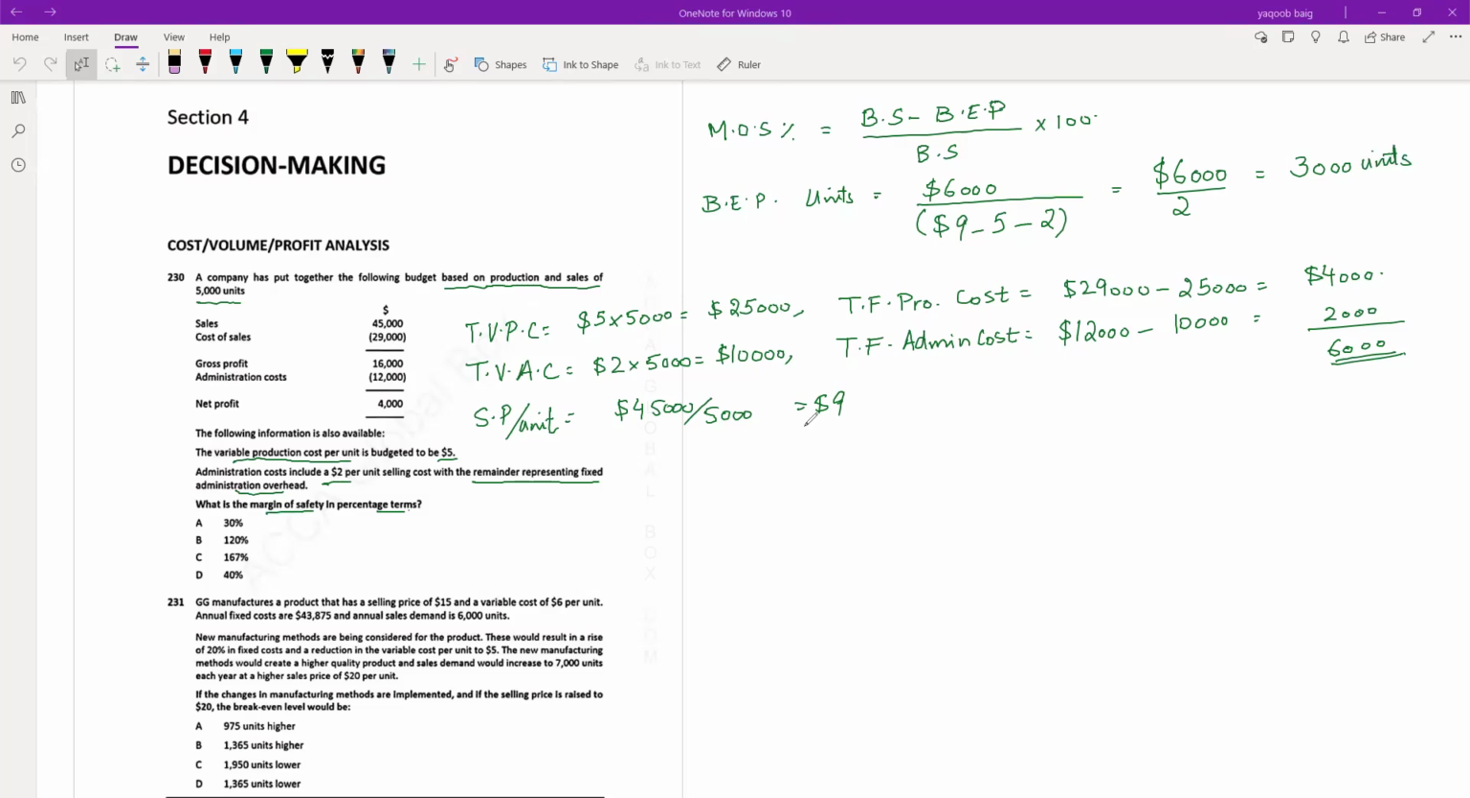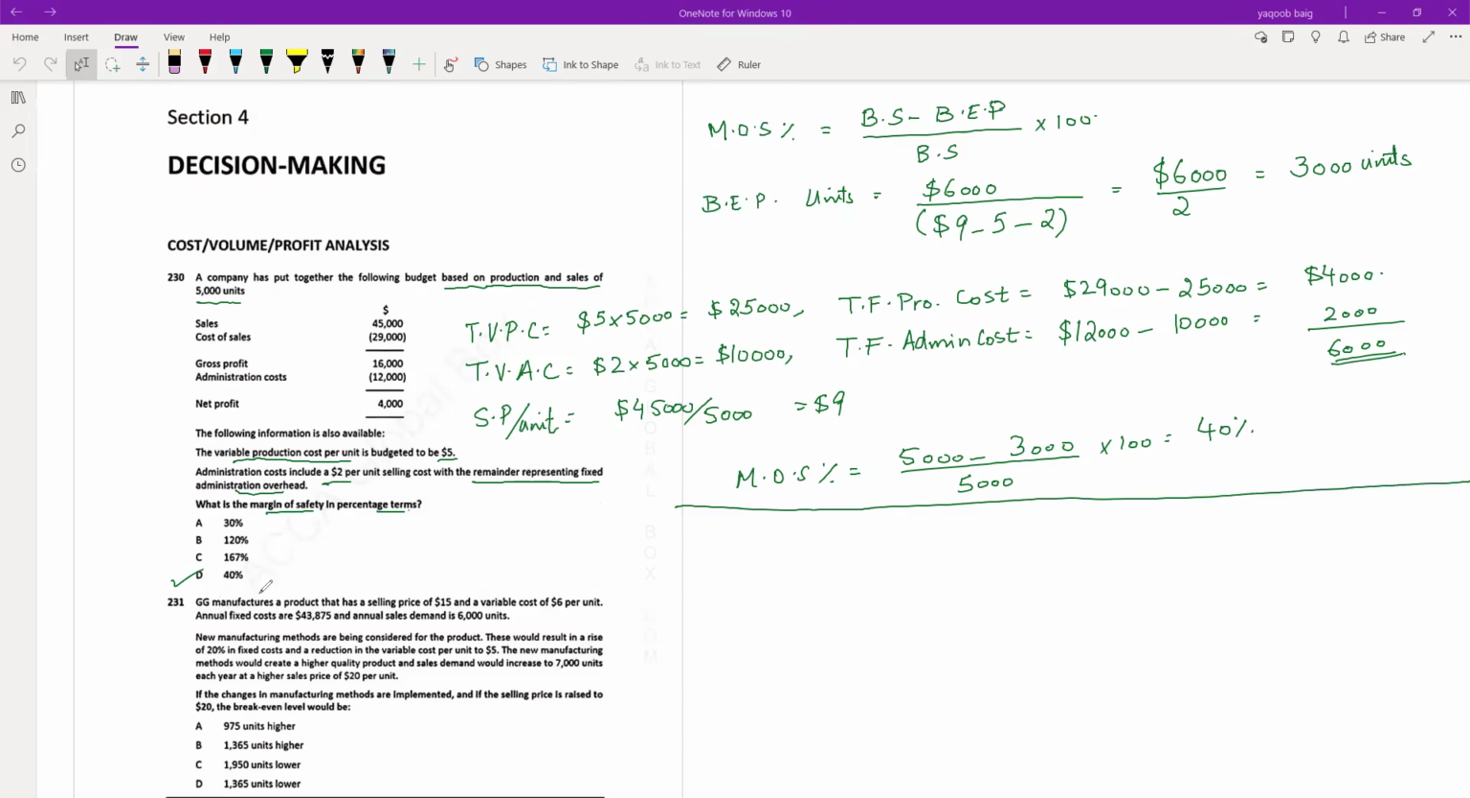Now we will follow this formula: margin of safety percentage is equal to 5,000 minus 3,000 divided by 5,000 into 100. So margin of safety percentage is 40%.